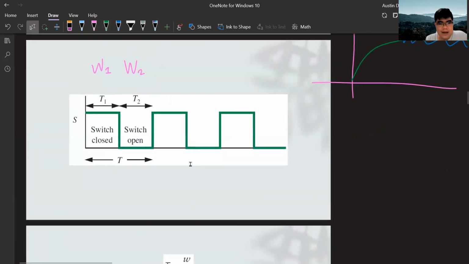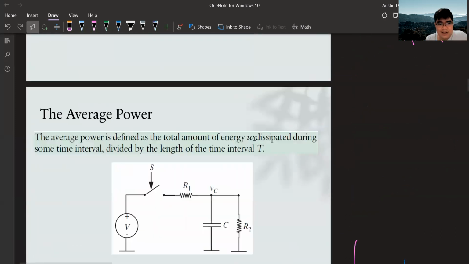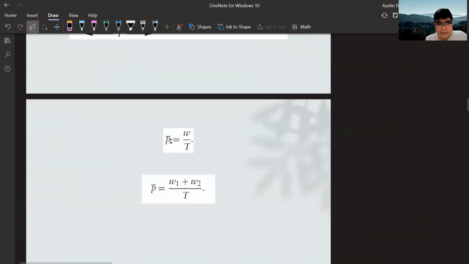Okay. So, yan, yung sabi natin, by definition, power is energy divided by time. Okay? So, sa atin, energy, W over T, this solves our problem. Then we just have to break it down from W1 and W2.